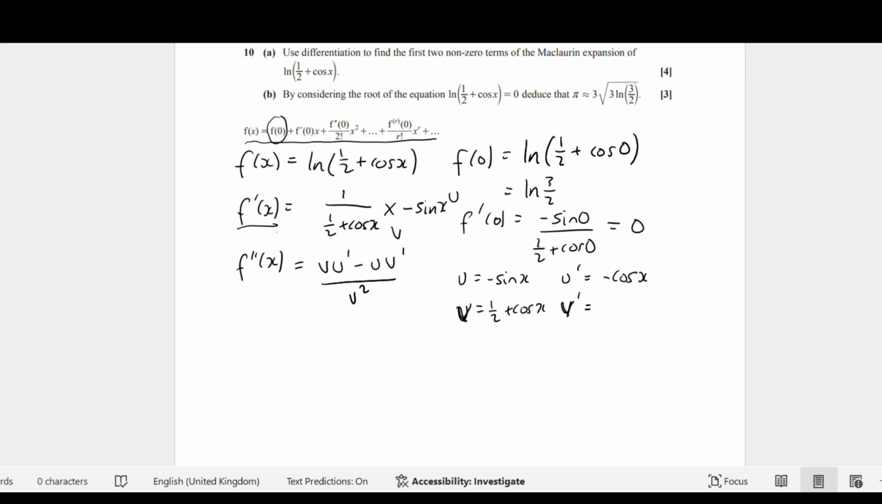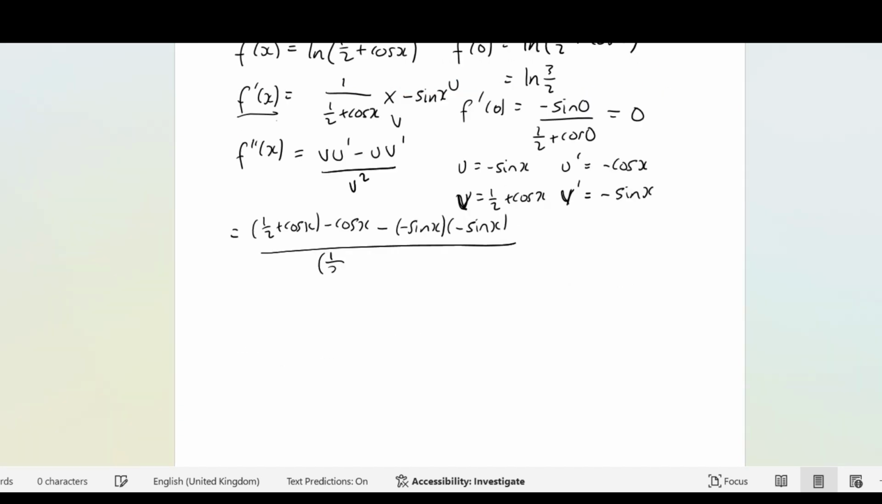So v' is equal to minus sin x, and then all we have to do is plug these values into the formula. So (1/2 + cos x) times minus cos x, minus sin x times minus sin x again, all over (1/2 + cos x) squared.